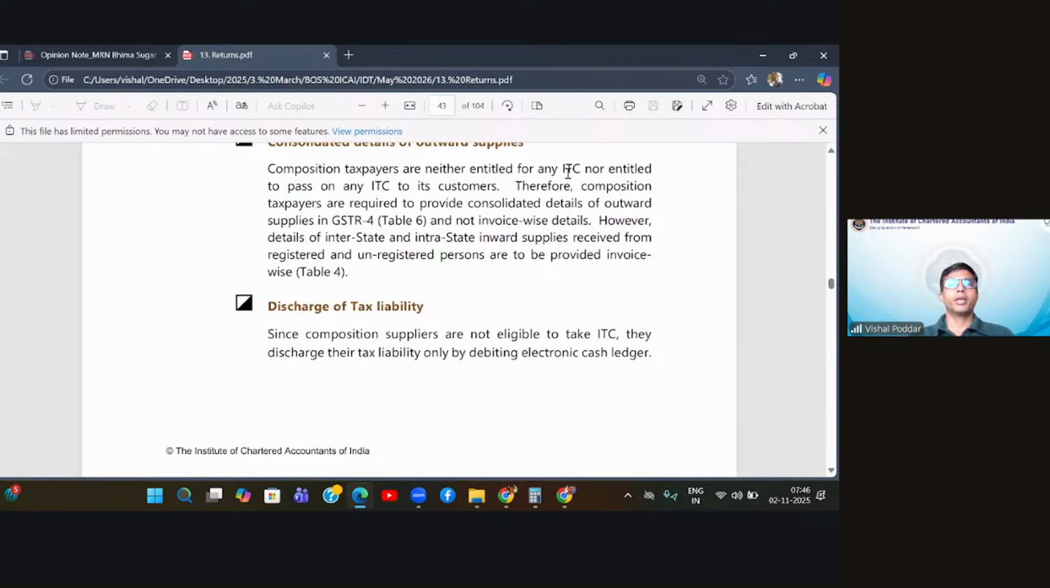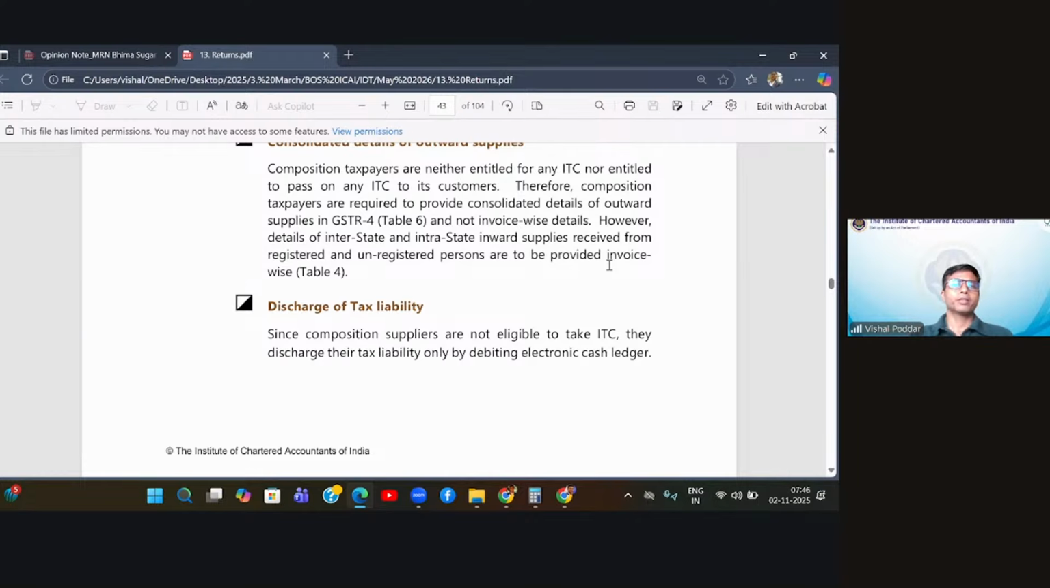Composition dealers are neither entitled to any ITC nor do they pass on the ITC. Therefore, composition dealers are required to provide consolidated details of outward supplies and not invoice-wise details. However, details of interstate, intrastate, and inward supplies received from registered and unregistered persons are to be provided invoice-wise.